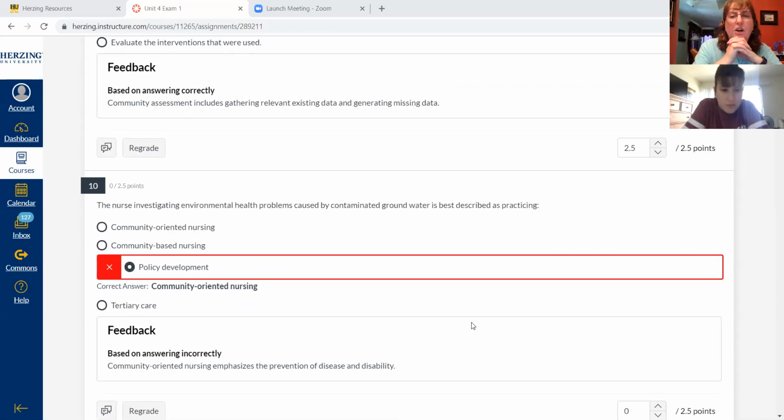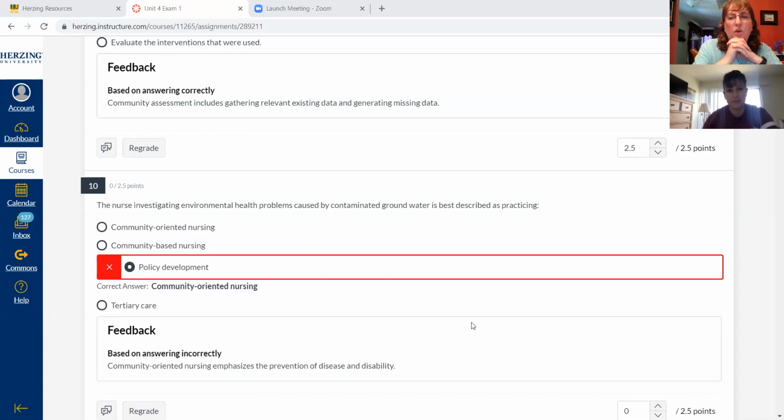Do you understand what policy development is? Yeah, I think I was just confused on that question. Now that I know the answer, it makes sense. But I really didn't know what to put for that one because it didn't really seem like policy development, but I wasn't sure.